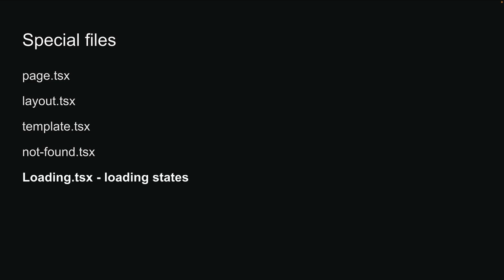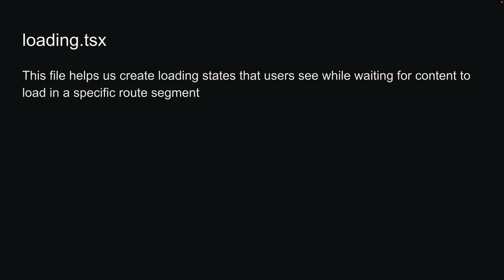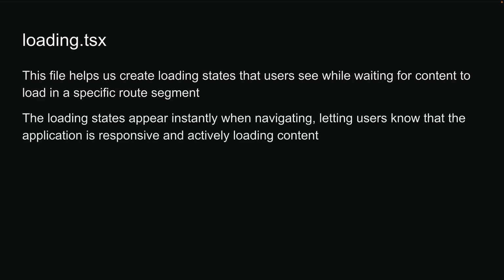We have already explored several special files like page.tsx, layout.tsx, template.tsx, and notfound.tsx. Now, let's look at another important one called loading.tsx. This file helps us create loading states that users see while waiting for content to load in a specific route segment. The loading state appears instantly when navigating, letting users know that the application is responsive and actively loading content.